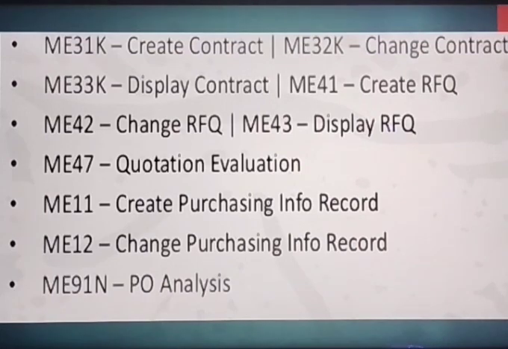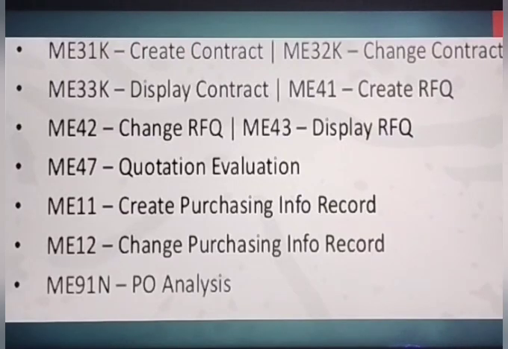and to evaluate the quotations received from various suppliers that is ME47. To create the purchase info record that is ME11, to change the purchasing info record is ME12, to display the purchase info record is ME13, and to analyze the PO that is ME91N. This T code will give you the purchase order details in complete.